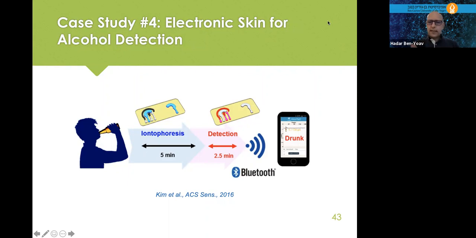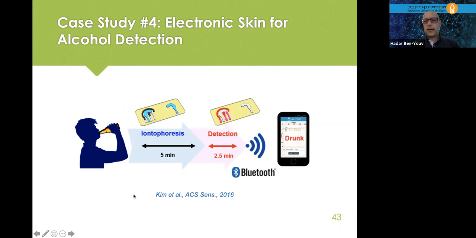About 8 years ago, the NIH, National Institute of Health, the federal organization in the United States for health studies, offered a prize for the first one to invent a device that can rapidly detect alcohol from a person. And that was done, and it was not directly from the skin.